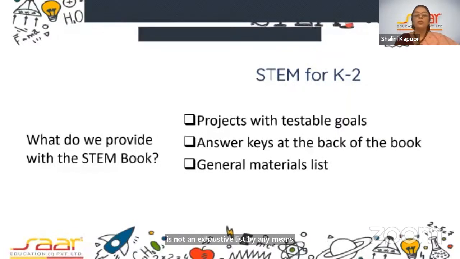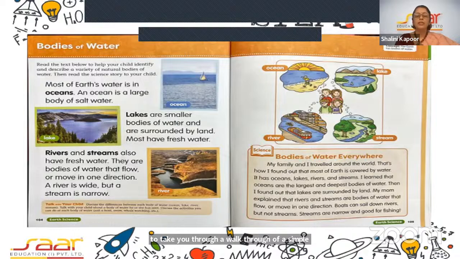So now we know all about what STEM is, why STEM is important, what is the benefit of STEM to the students. I am going to take you through a walkthrough of a simple STEM lesson taken from your grade 2 book. And the topic of this lesson is bodies of water. So in this lesson, what will the children learn? They learn about different types of water bodies around the world.